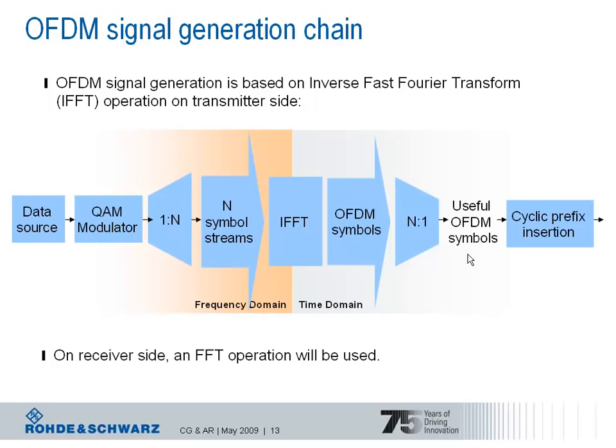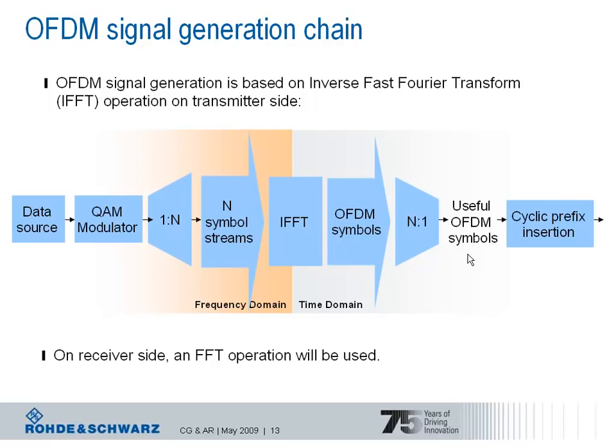This picture shows the OFDM signal generation chain. So the modulated data symbols, which are going to be transmitted, are first parallelized, and then they are used as input bins to an IFFT operation. IFFT stands for inverse fast Fourier transform operation, which is taking place on the transmitter side in an OFDM system. This operation produces OFDM symbols. So actually we have a conversion from the frequency to the time domain here, and the OFDM symbols are then transmitted in the time domain of an OFDM signal.